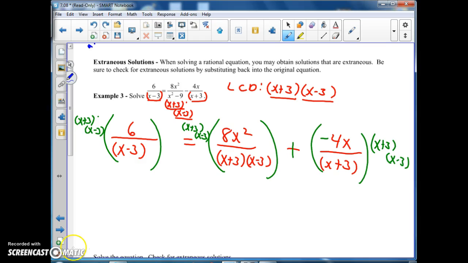Okay, so there's that. Look at the first fraction. What can you cancel? The x minus 3's, right? So they both cancel. So what are you going to write down? 6 times x plus 3. Good. Equals. Now look at the second fraction. What can you cancel? Yeah, both of them, x plus 3 and x minus 3. Beautiful. So what are you going to write down? 8x squared. See, simple as can be.